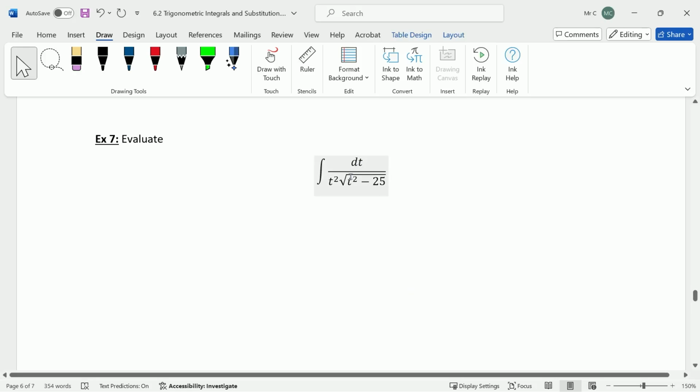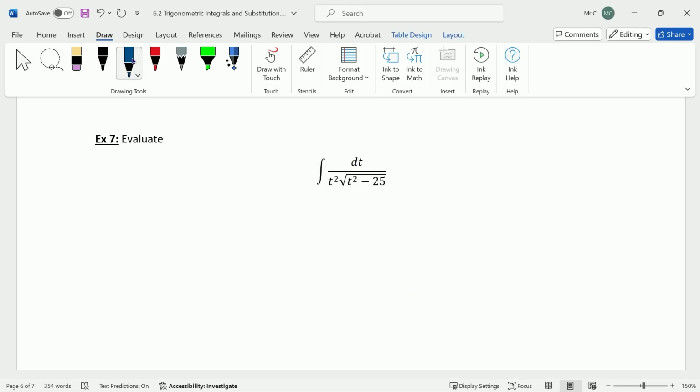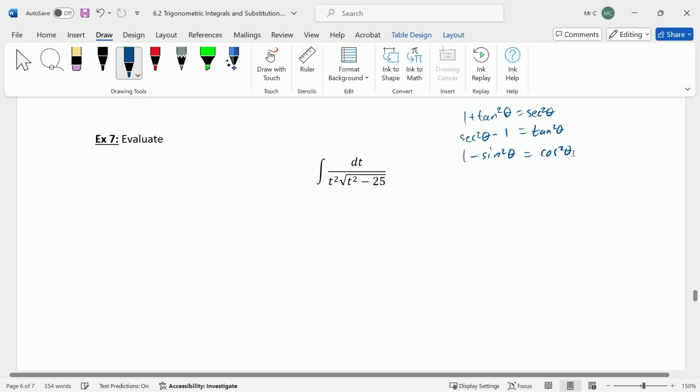What I mean is whenever I'm looking at these expressions, I can always write down those Pythagorean identities, the 3 key ones, to figure out what my substitution should look like. So I know, okay, well, I've got 1 plus tangent squared of theta is secant squared of theta. Got secant squared of theta minus 1 is tangent squared of theta. And we got 1 minus sine squared of theta is cosine squared of theta.